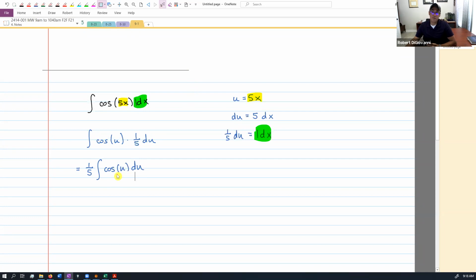And now for this, the antiderivative of cosine of u is sine of u. So here's where the integral sign would go away. You have sine of u, and then you have plus C. And then you could replace the u with 5x. There we go.